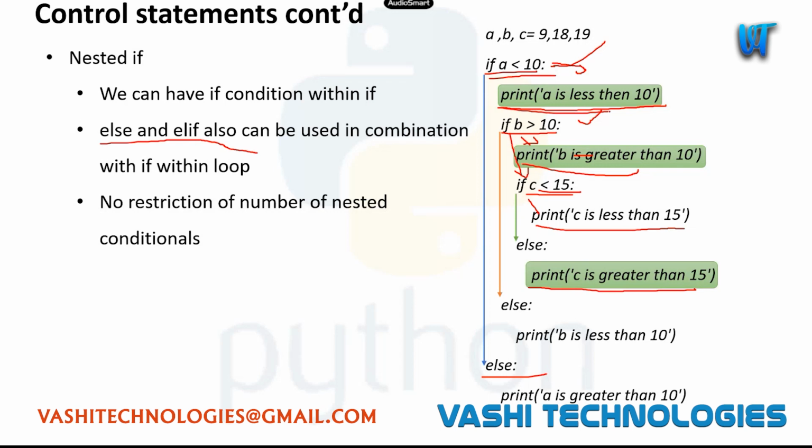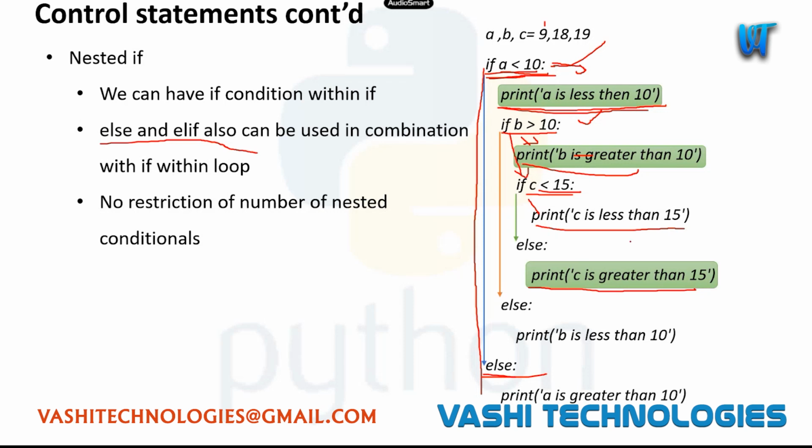If it is failing in the very first block, let's say here if we have a greater than 10, but ideally we have a as 9. So this makes this condition false, right? So it won't enter into this block. It will directly jump to this else block, which is the else for this outer if block, and it will just print a is not greater than 10.